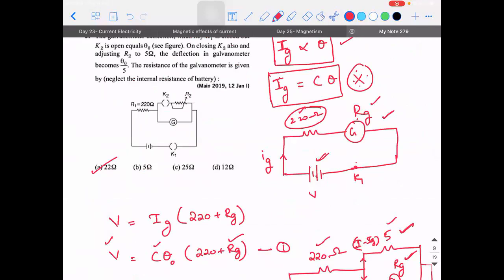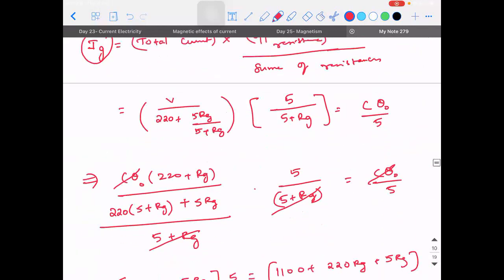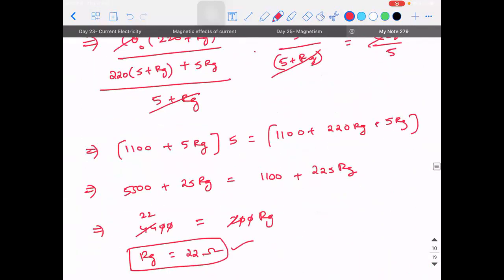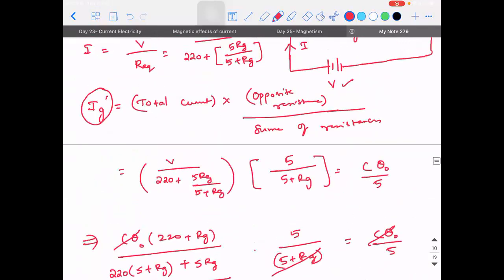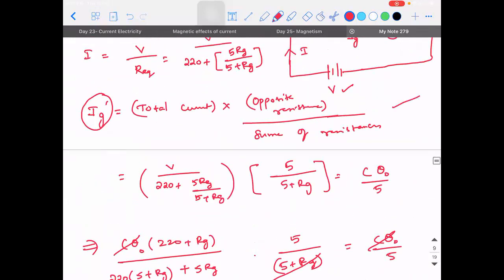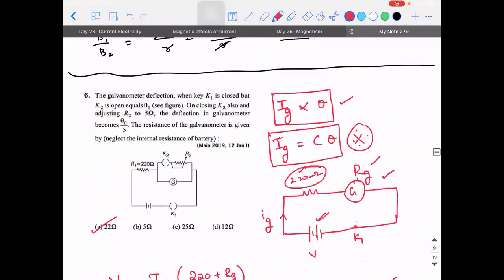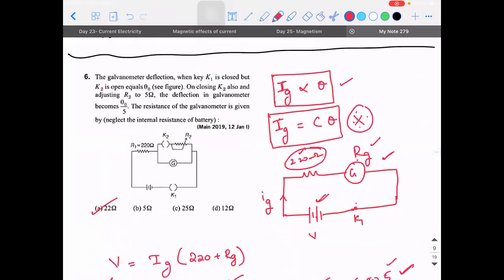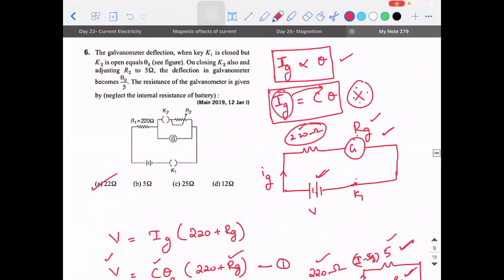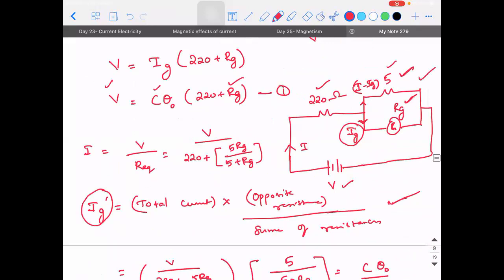It's slightly a lengthy problem, but it's a good one. Sir, what did you do in the second case? I'm asking now this one. Yes, sir. I didn't understand. You should have asked. No, I asked twice. Did you understand? So Ig dash is what? My interest is to find out what is the value of Ig dash. The reason why I'm doing it is because I want my answer to be in terms of theta naught. So it is Ig, the only parameter, that is the current through the galvanometer, is the only parameter that is related to deflection. Did you understand this diagram?